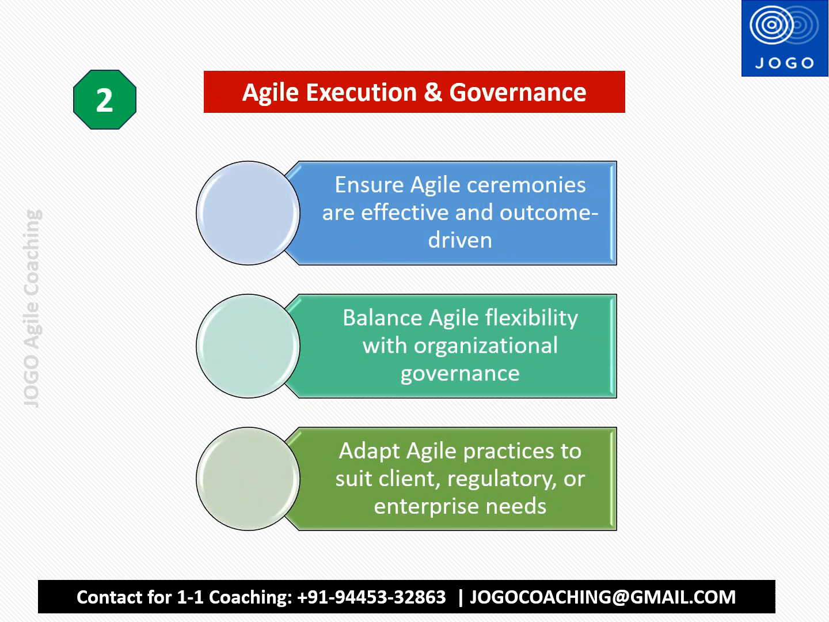The second one is Agile execution and governance. Agile PM will ensure that all the ceremonies of Agile are effective and outcome driven. This is the first one. The second is the Agile execution is focusing on balancing the Agile team and the organization expectations. The third one is adapting Agile practices that can suit clients, regulatory bodies and enterprise needs. So in these three focus areas, Agile PM will deliver the Agile execution and governance aspects.